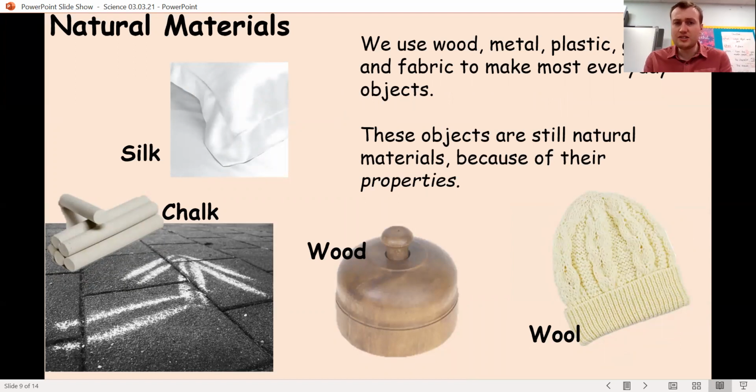How did you do? So the silk is natural. Chalk is still natural. Wood is still natural. Wool is still natural. It's all still natural because they all have the same properties from what they started with. Okay, they all look the same and feel the same, sound the same from that start point. Okay, so these are all examples of natural materials.